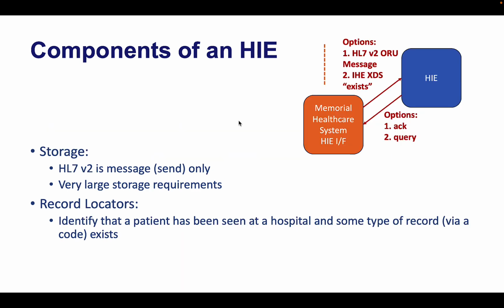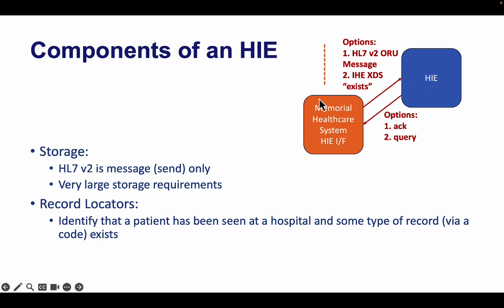Other components of an HIE are storage. There are different ways to send information to an HIE. One of them is to actually send the data, for example, an HL7 ORU message. So it's a lab result or a CBC blood count. And you're going to send that HL7 ORU message, which includes the patient ID segment and all of the contents, into the HIE. So the entire message with all of the data as a composite object is going into the HIE.